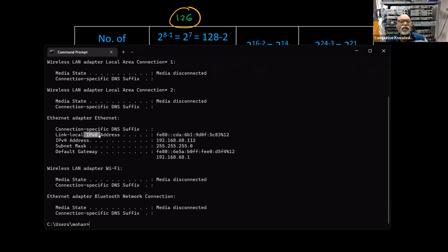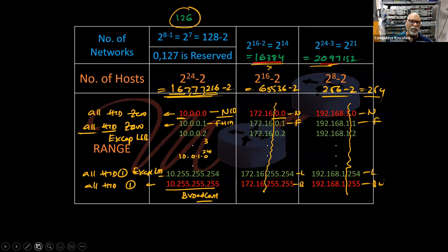IP version 6, I'm going to teach you. See this? It's a hexadecimal number. So you can't say I don't know hexadecimal numbers. In future, it's going to be hexadecimal. It is coming now. Right? So this 192.168, why? I'll tell you. I'm going to explain it.